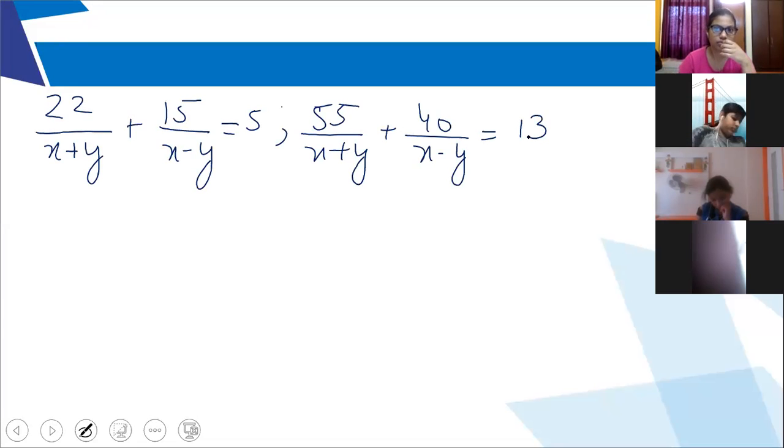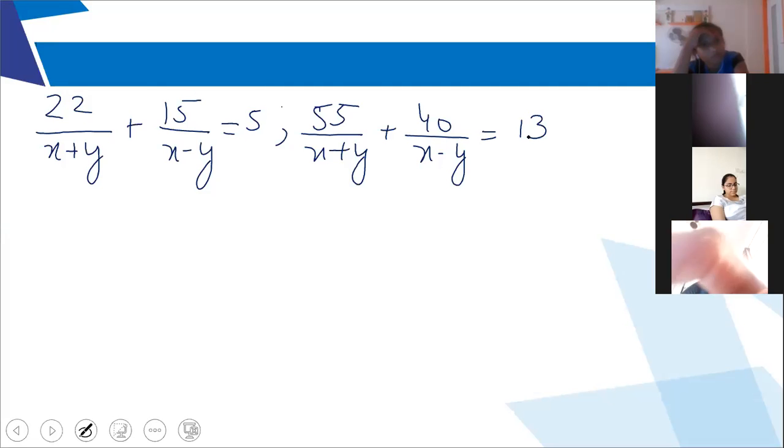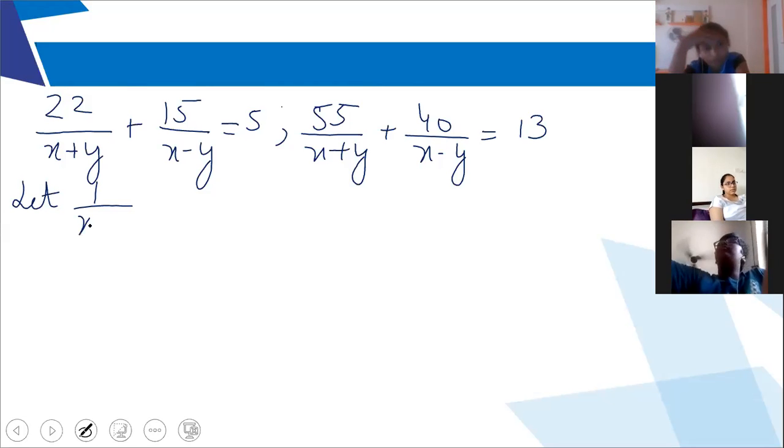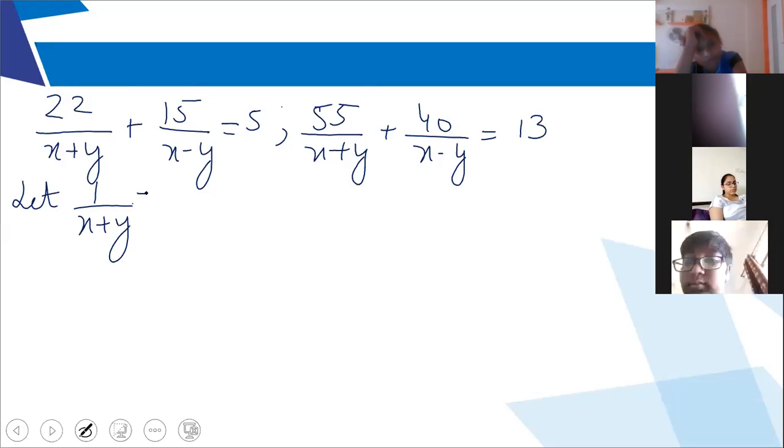Now what I will do is, let's say we introduce variables u and v, right? So what am I going to assume as u and v? Please tell me. X plus y is u and x minus y is v. No, there is a slight error. You will assume that let 1 upon x plus y is equal to u and 1 upon x minus y is equal to v.